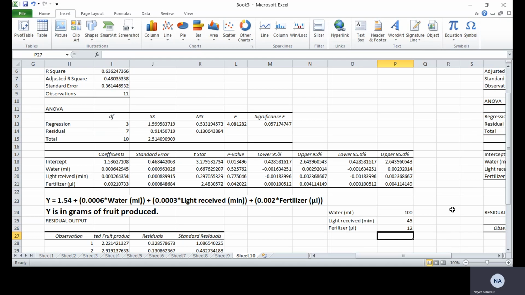And now we can plug in the numbers. We should multiply 100 times 0.0006 plus 45 times 0.0003 plus 12 times 0.002 plus 1.54, and that will give you how many grams of fruit produced.